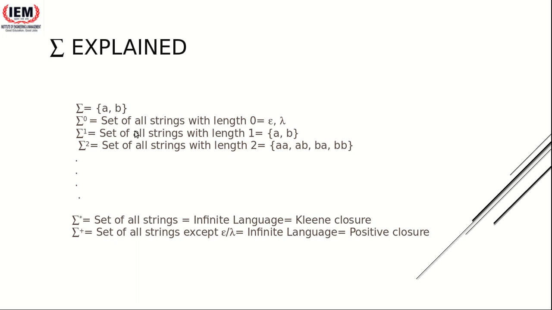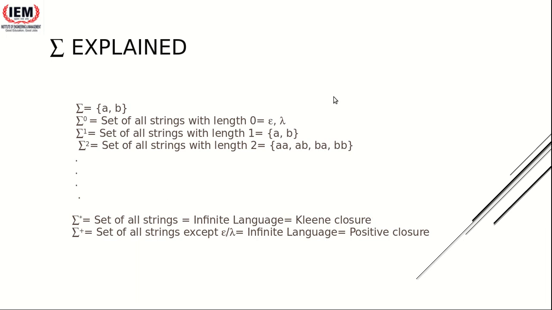Obviously only A and B, because length should only be 1. Again, if I write sigma to the power 2, it represents the set of all strings with length 2. Now what will be the set of strings with length 2? AA, AB, BA, BB, right? Similarly for sigma to the power 3, it will be AAB, AAA, ABA, and so on, all the combinations.